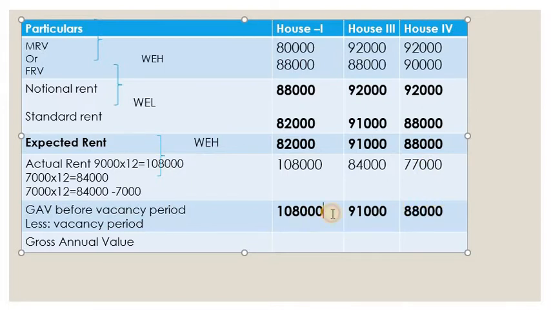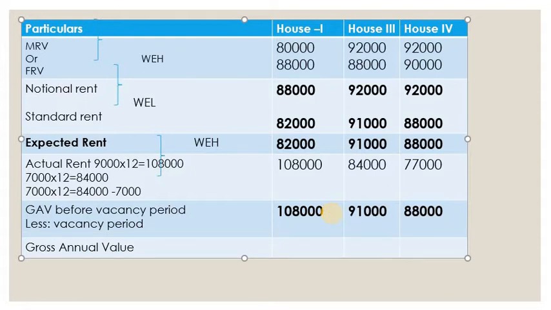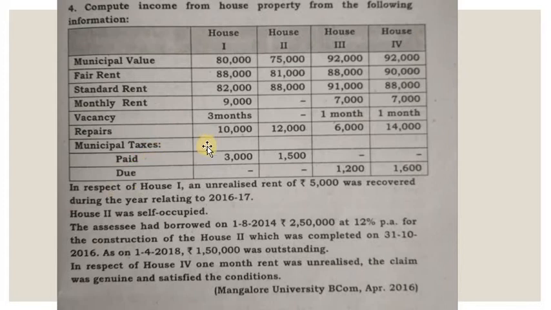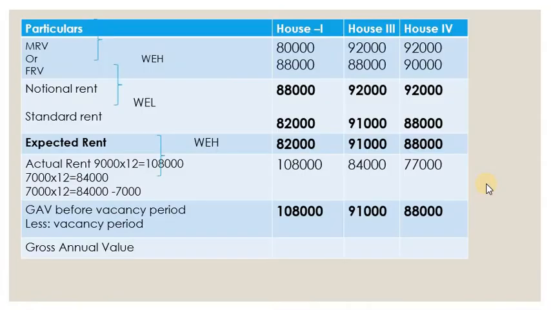Then let's deduct the vacancy period. So for the first house, let's go to the problem. For the first house, the vacancy period is 3 months. Then 1 month, 1 month. For other houses, 1 month, 1 month. So here the vacancy period you have to deduct. So how to deduct vacancy?